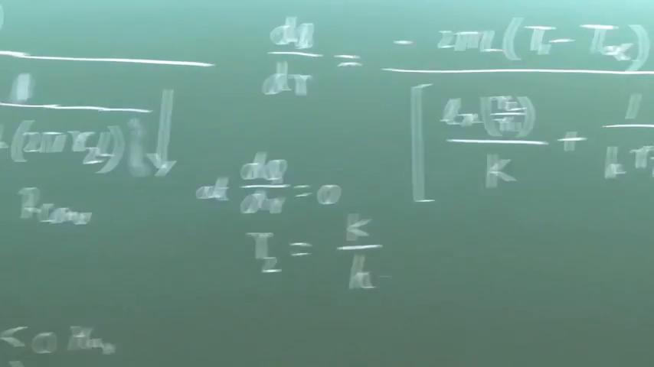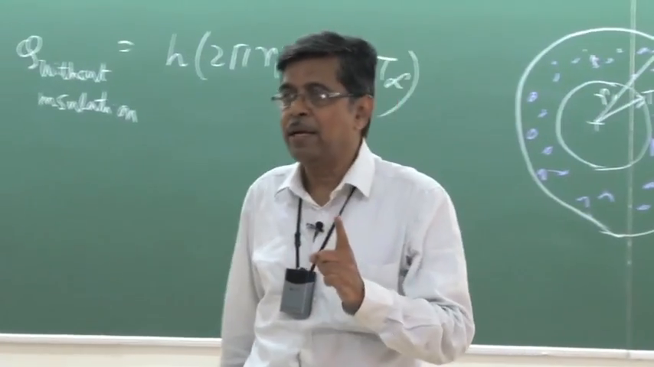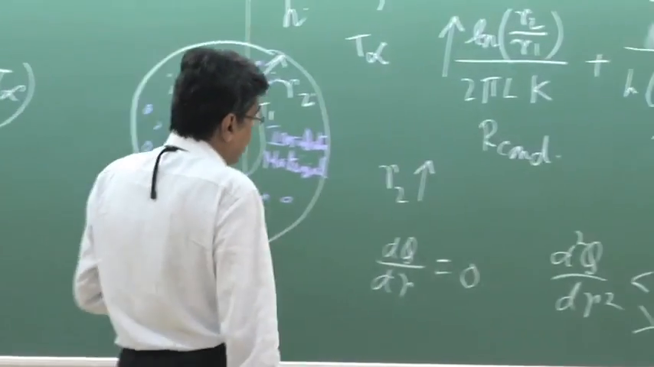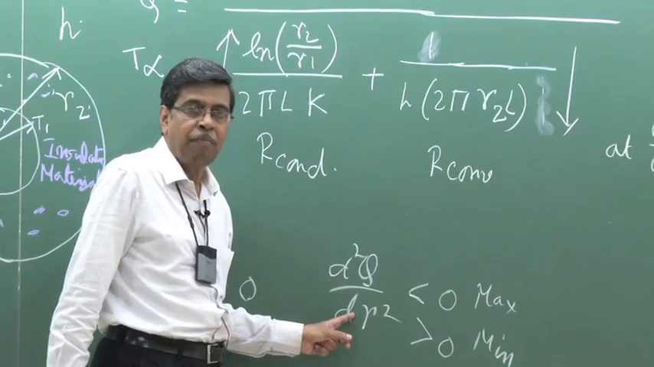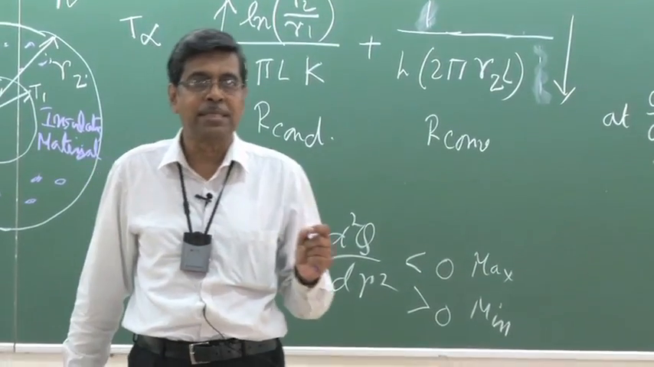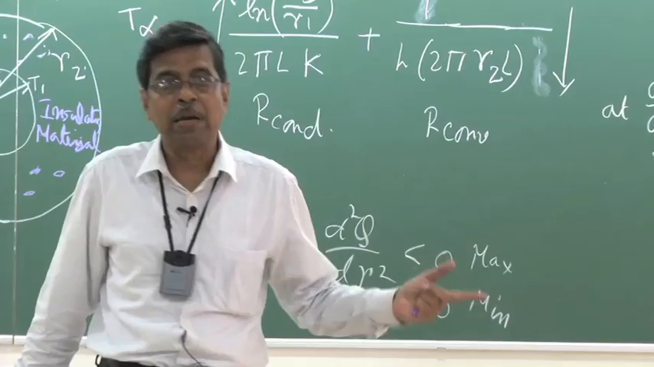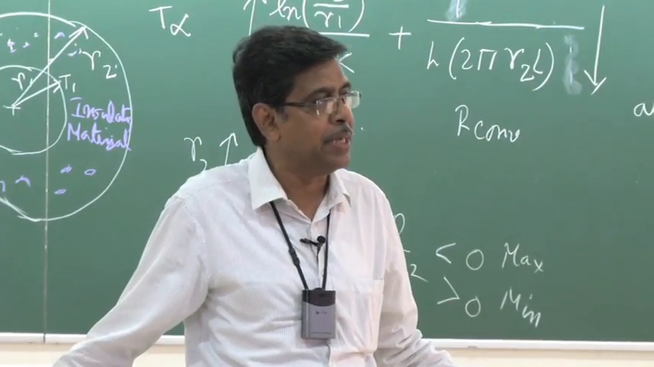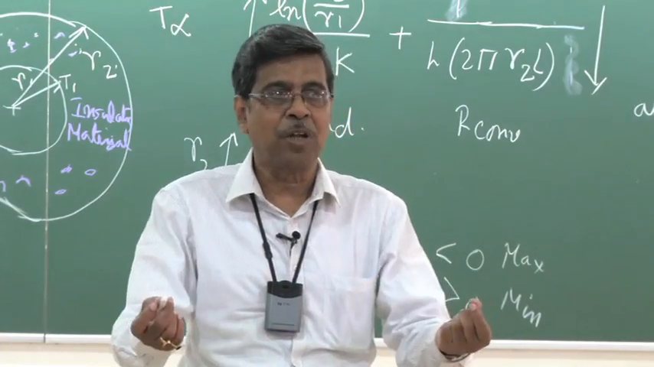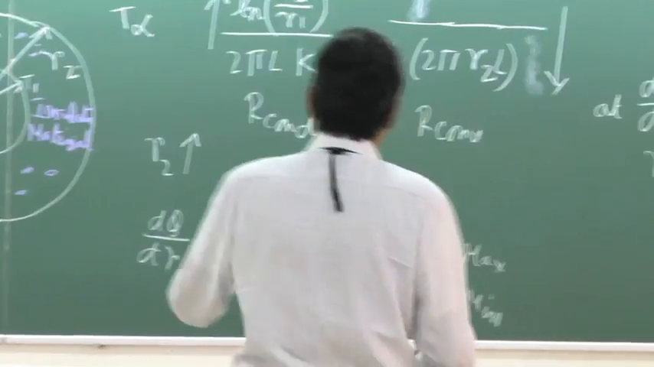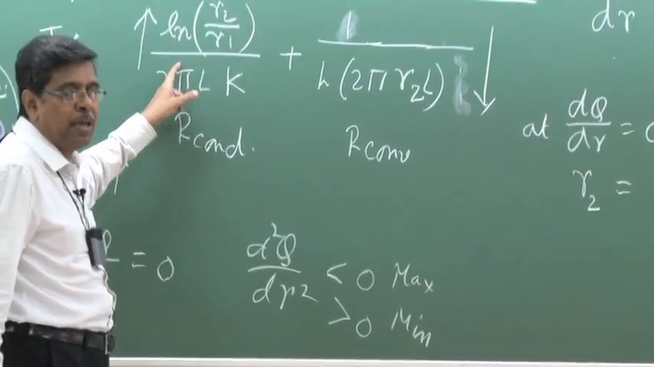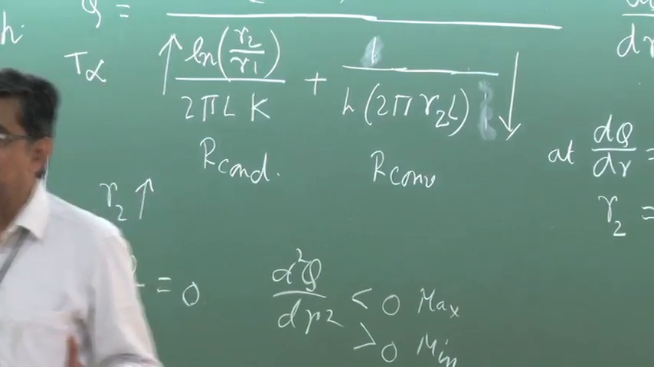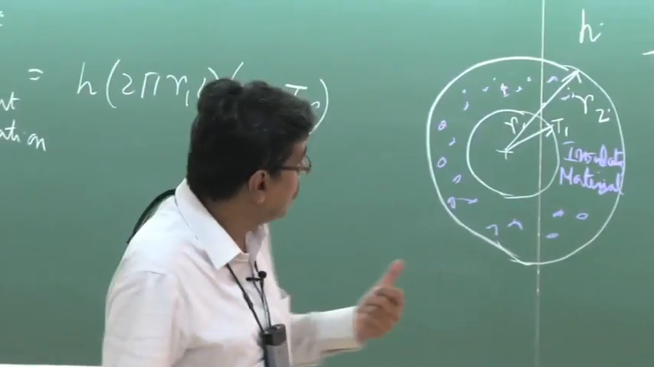That means the k by h value is the value where Q attains an extremum. And if you take the second derivative, with R2 greater than R1, you can prove, and that is left to you, that d squared Q by dR2 squared is always negative. That is a task for you, for this function if R2 is greater than R1. Therefore, mathematically, it can be said that this function has a maximum at R2 equal to k by h.